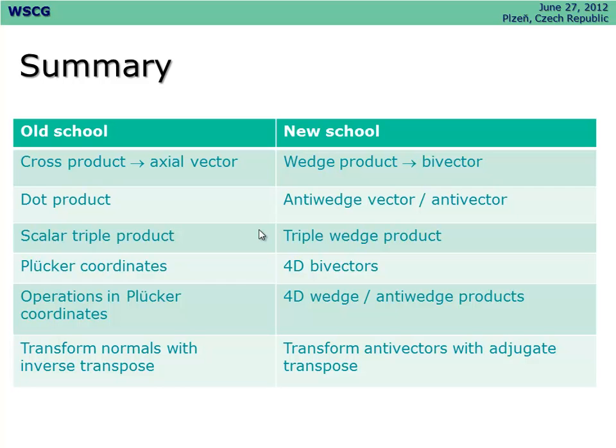And transforming normals with the inverse transpose arises because normals aren't really vectors. They are bivectors expressed on a different basis. So they have different transformation laws, and I went through all of that for you. So I hope that I've inspired you to think about this a lot and maybe even implement some of this in your code. And I'll open it up to questions.